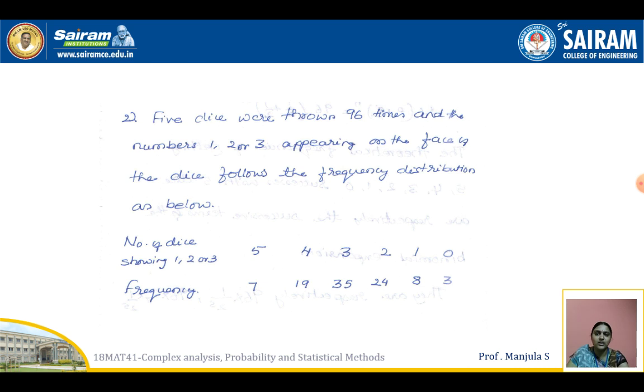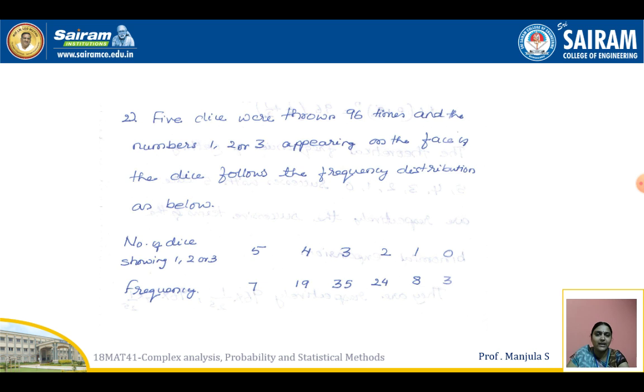Here, 5 dice are thrown 96 times. For the number 1, 2 or 3 appearing 5 times, if you go for tossing, that frequency will be 7 times. And similarly, for 4 it is 19 times.